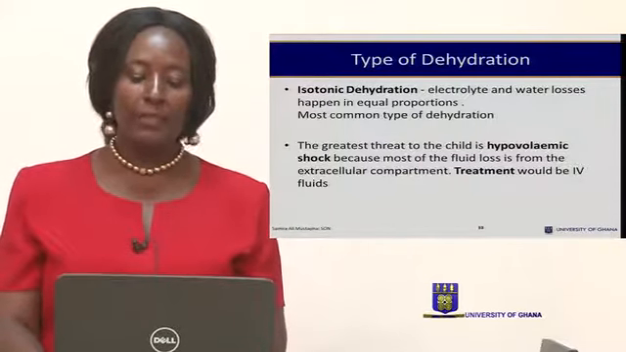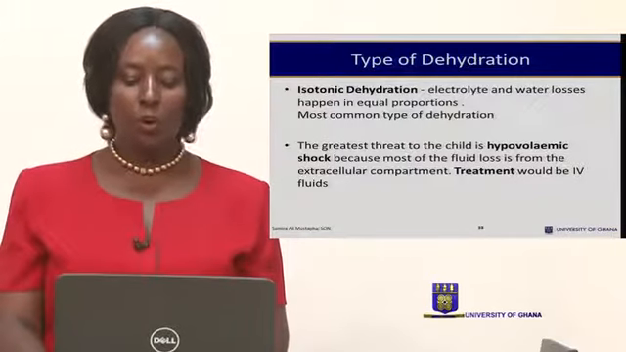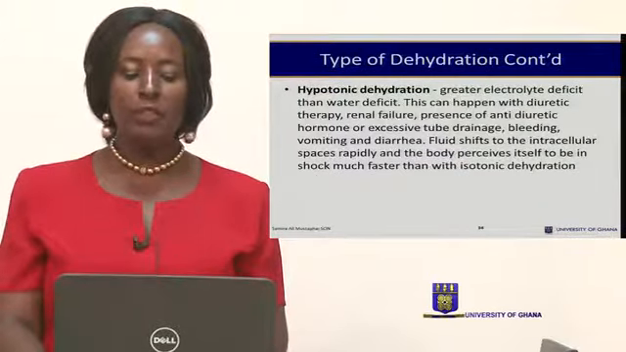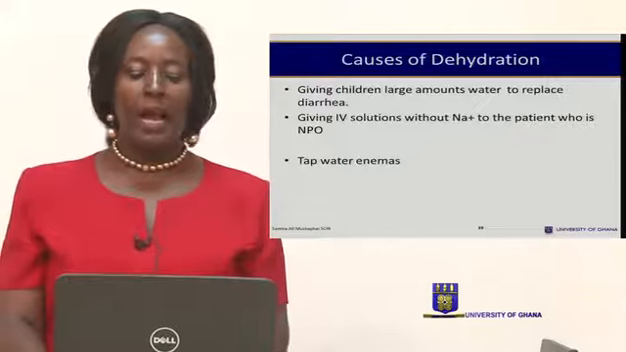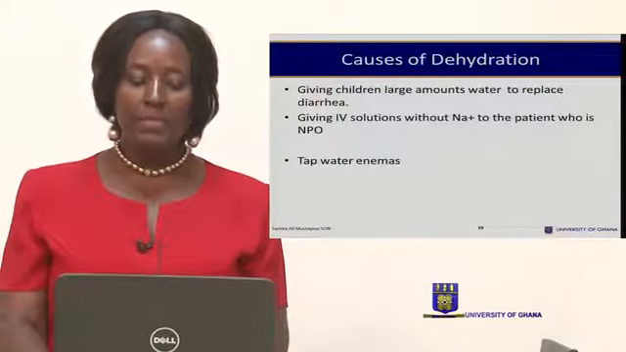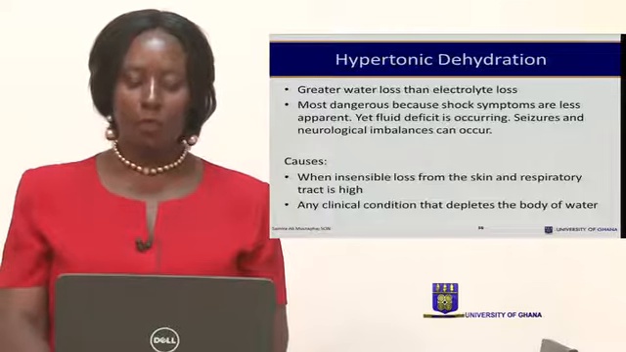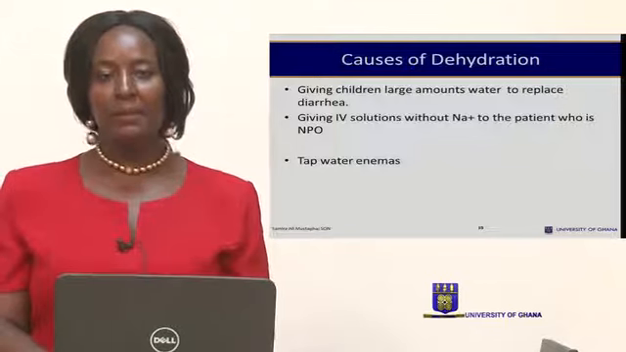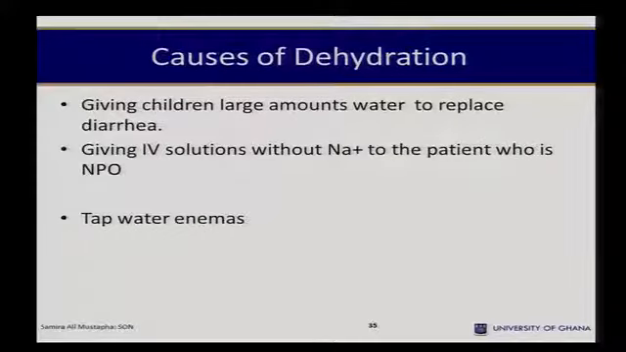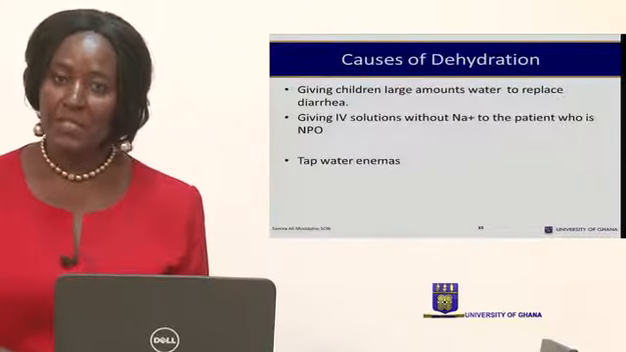dehydration: isotonic, hypovolemic shock, and then hypotonic dehydration. So the causes, as we have said earlier on, are diarrhea, vomiting, and also it's very important that we note that in our setup, in cases where we give children large amounts of water without electrolytes to replace diarrhea, this will further worsen the condition and predispose them to dehydration, because of the action of osmosis.